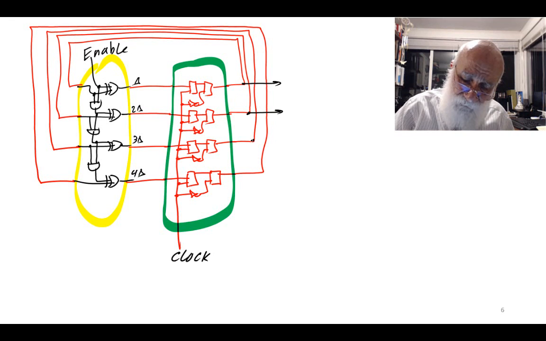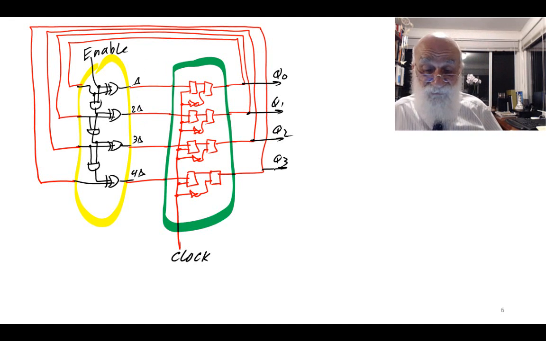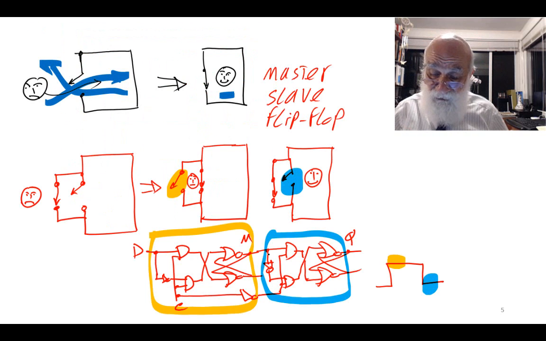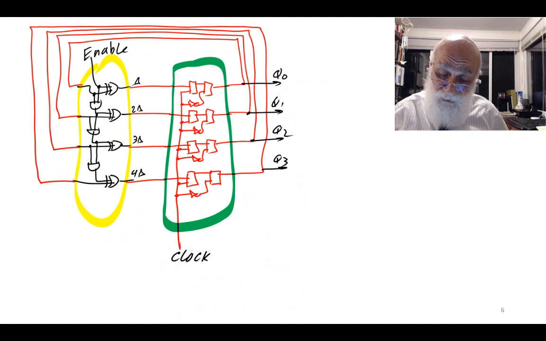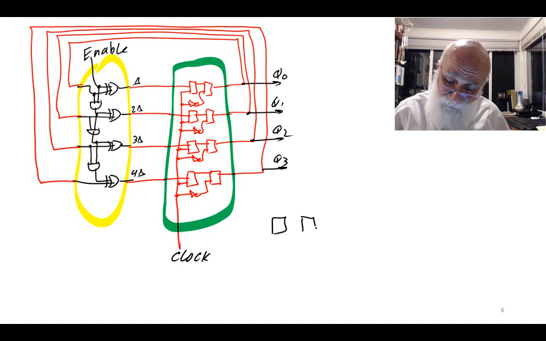These are my count outputs because of the way the XORs are used. This is Q0, Q1, Q2, Q3, and this is following my flip-flop structure. This structure down here is a master-slave structure. Instead of drawing these two structures like this, actually it's like this.